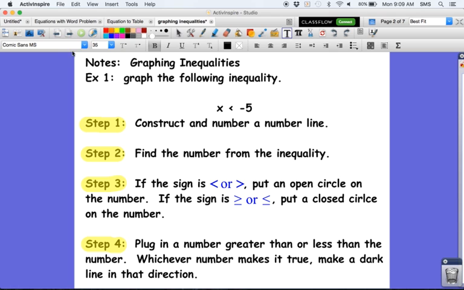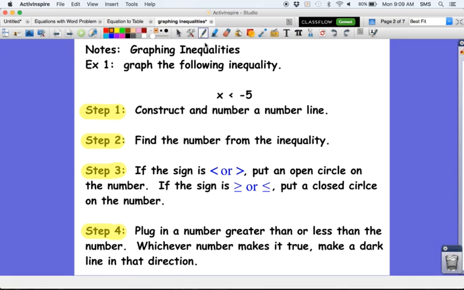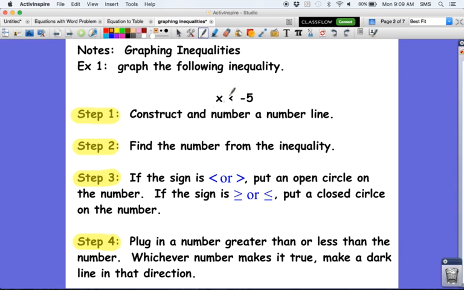So let's get started. So for graphing inequalities, this is an inequality right here. Okay, so if we remember from sixth grade or previously, inequalities are when you have this symbol that looks like the alligator's mouth. So you have less than, greater than. You also have less than or equal to, or greater than or equal to. So this particular inequality is saying x is less than negative 5.